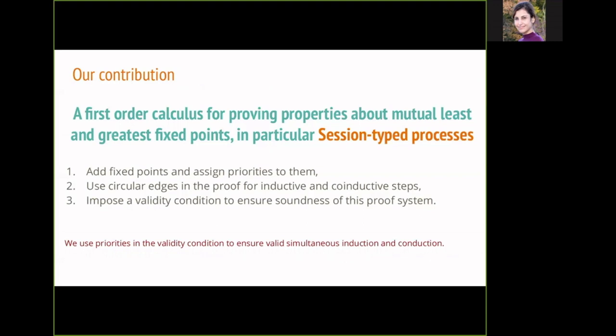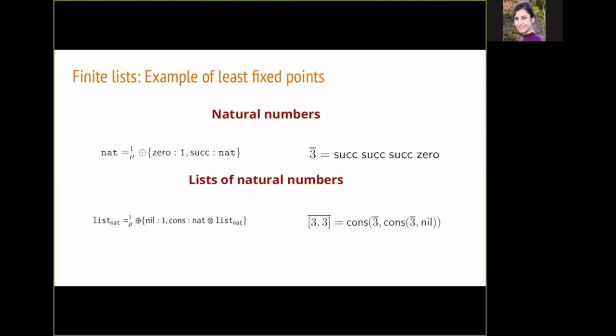Now let's take a look at an example. We have the natural numbers as the least fixed point of zero of type 1 or successor of type natural numbers. And the list of natural numbers is the least fixed point of an empty list, which we call nil, or a cons of a natural number with a list continuation. Mu in the subscripts of these definitions stands for least fixed point, and the one in the superscript is the priority assigned to these types. Of course, since we don't have any greatest fixed points in this signature, the priorities are not important.